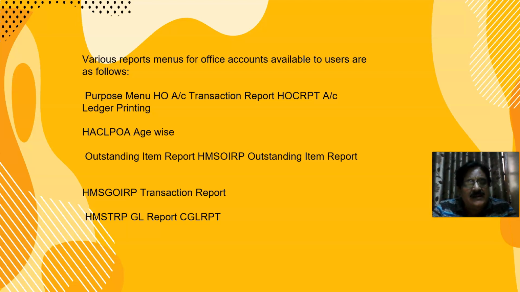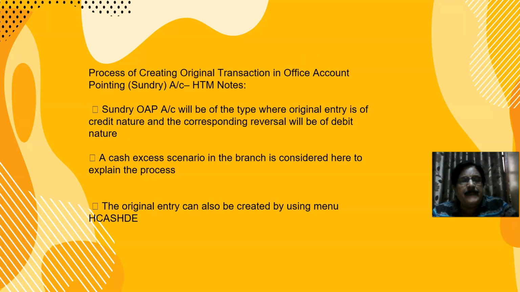Transaction report is HMSGOIRP. And if you want a general ledger report, that is called CGLRPT, right? Or HMSTRP. So these are the menu options. Those already working on Finacle can use them. A lot of leverage is allowed in these menu options.